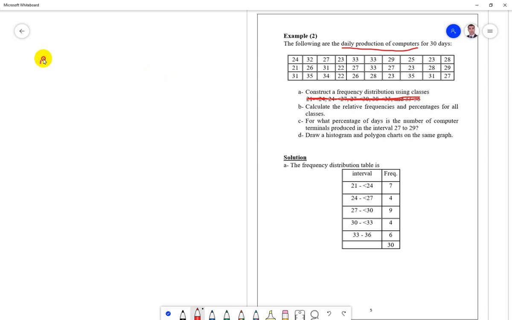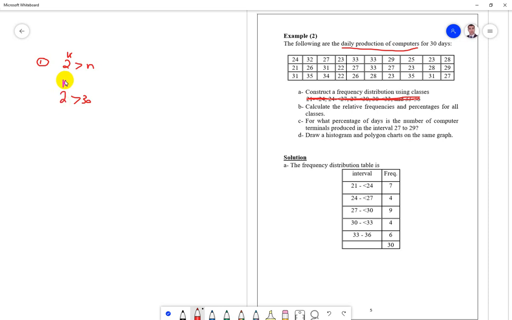Step 1, we said you have to determine the number of classes, and we called it k. How to find it? We said 2 to power k has to be greater than n, and n is the number of values that we have. Here n equals 30. So I need to find the value of k that gives 2 to power k greater than 30. You can use a calculator for that, or trial and error.